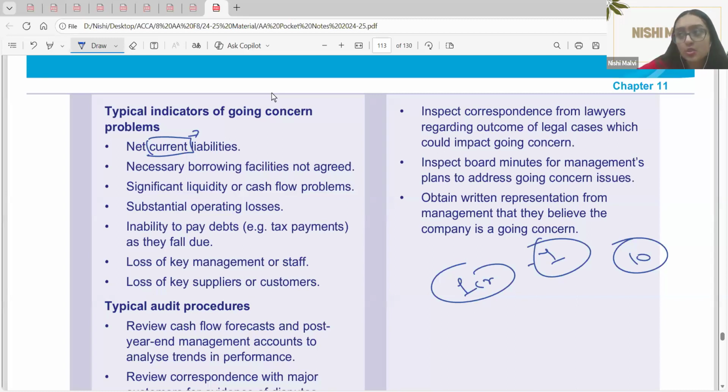Substantial operating losses, going concern issue. You won't be able to survive. Inability to pay debt, tax prepayment, inability to pay debt, going concern issue. And if you fail to pay tax, going concern issue. In case there is a key management loss, going concern issue. Key supplier loss, going concern issue. Key customers loss, going concern issue.